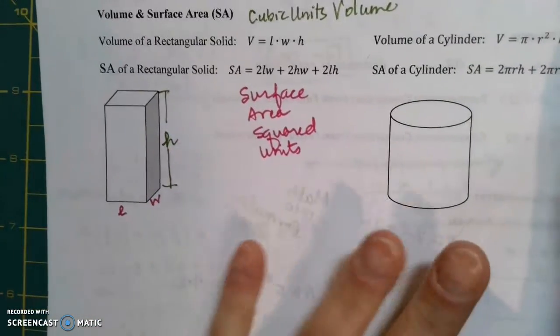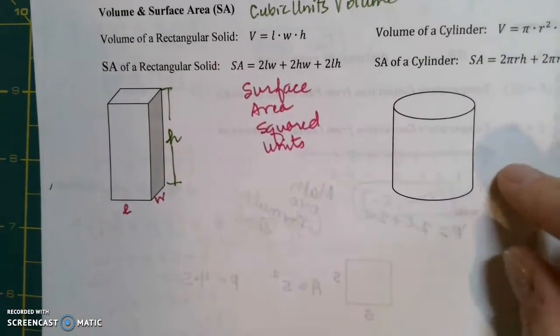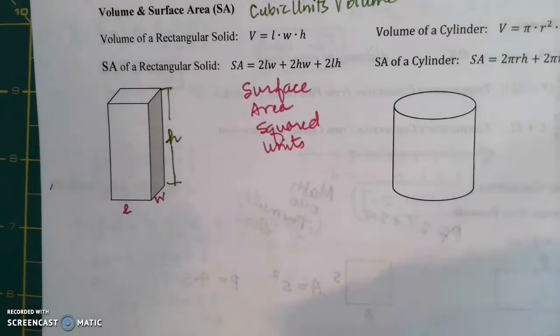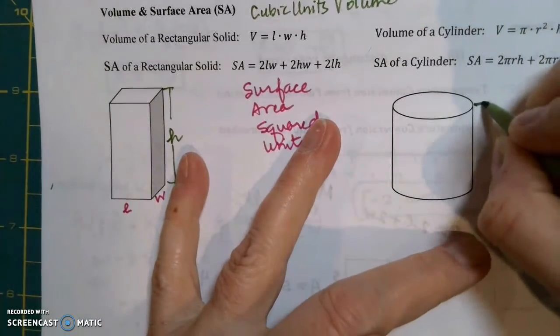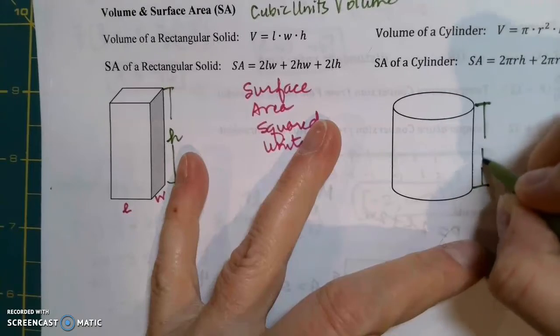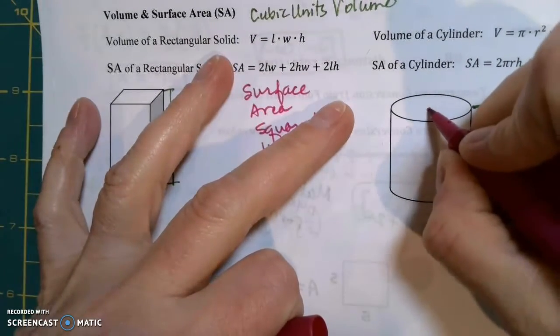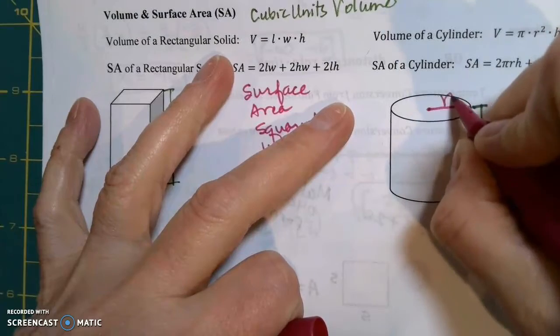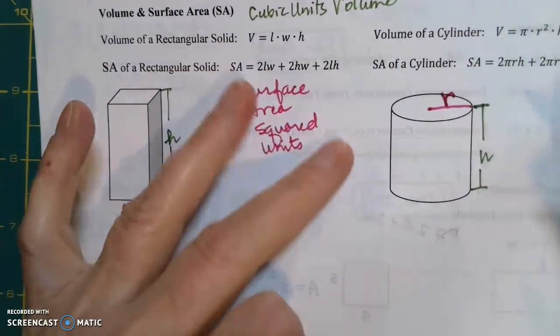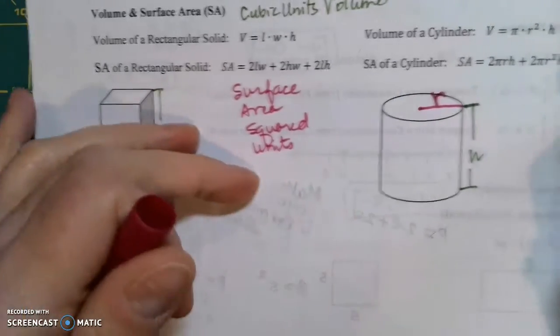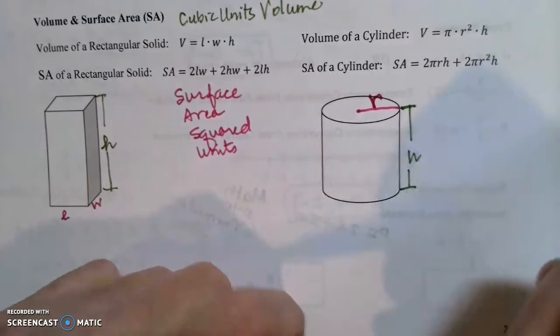With a cylinder, it's slightly different because we're dealing with circles again. It still has a height, but then we will need to have that radius value. So we'll have that radius here. So radius and height are what you need for that.